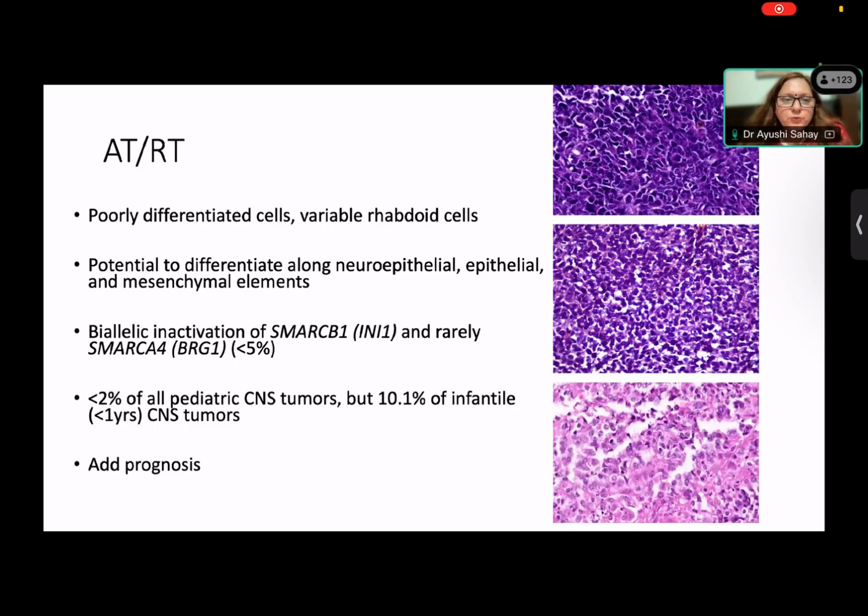Now, just to give a brief description, ATRTs are poorly differentiated tumors which can have variable rhabdoid cells. I tried to highlight the areas with rhabdoid cells. Sometimes at low power it is difficult to make out when the cells are so tightly packed, and you have to go and look for them at high power. And you can also have areas with a completely round cell appearance, as we saw in some areas of this tumor. There was a completely undifferentiated round cell appearance. And as we saw, there are multi-layered rosettes also.